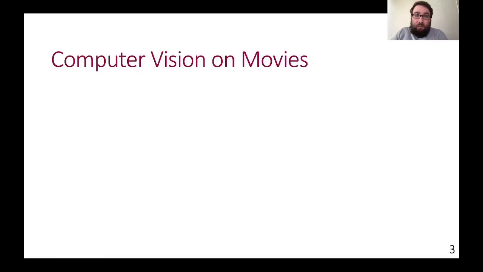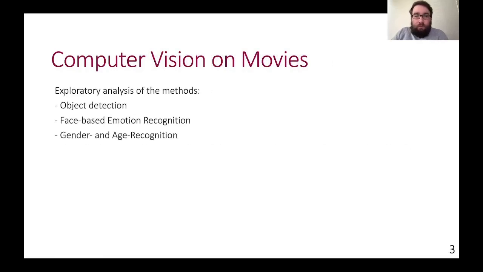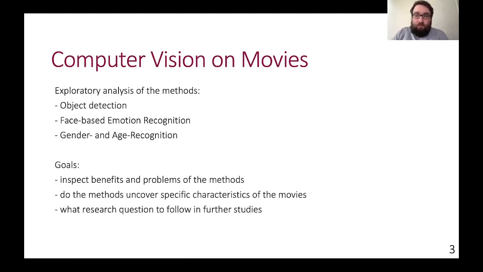Now, in the same line of research, we also see our project. We focus on the visual channel and on 3 methods: object detection, emotion recognition, and gender and age recognition, which we regard as some of the most promising methods of computer vision for computational film analysis. The research presented here, however, is purely explorative at the moment. We do not want to answer concrete hypotheses, but inspect the benefits and problems of the methods. For example, uncover if the methods show specific characteristics of different movies and subgenres for our small setting, and what research question we might follow in further large-scale studies.